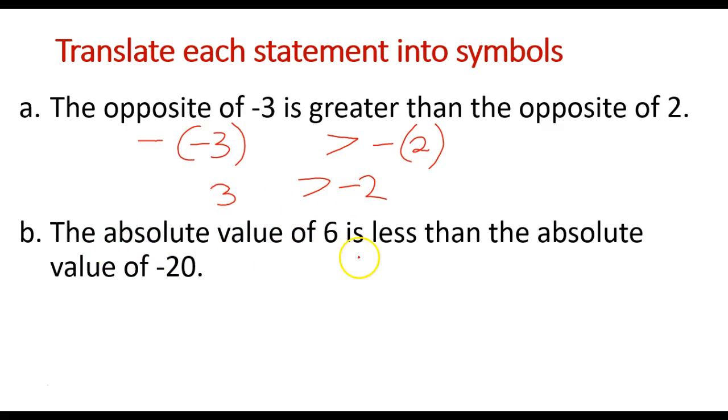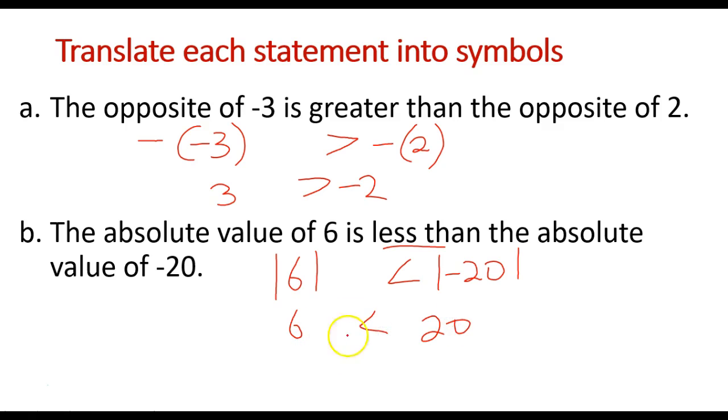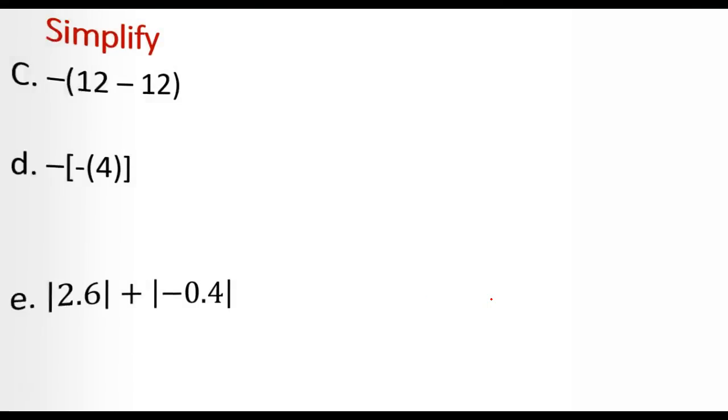Alright, the absolute value of 6 is less than the absolute value of negative 20. So we have less than, and the symbol for absolute value. So that's what you're asked to write. And if you're to simplify it, absolute value of 6 is 6. And the absolute value of negative 20 is 20. So that makes sense because 6 is less than 20. So the absolute value of 6 is less than the absolute value of negative 20.